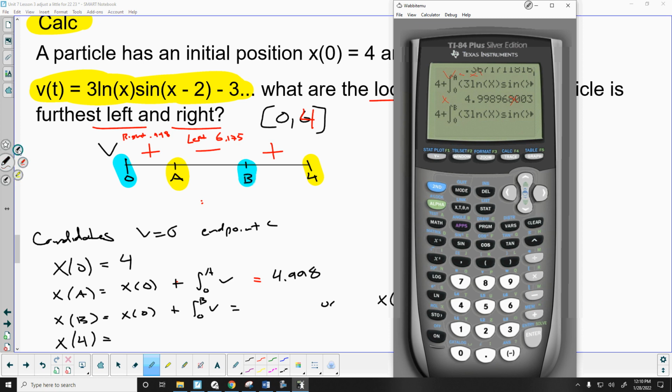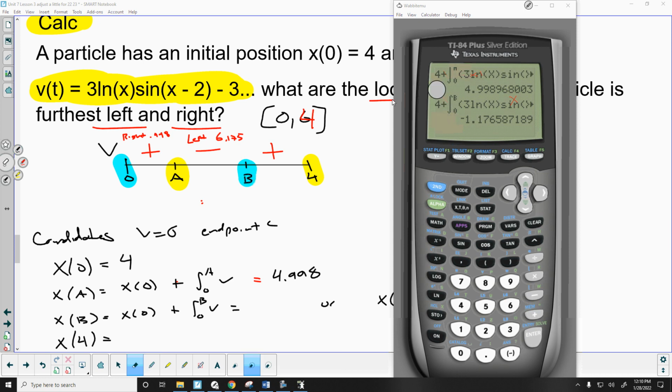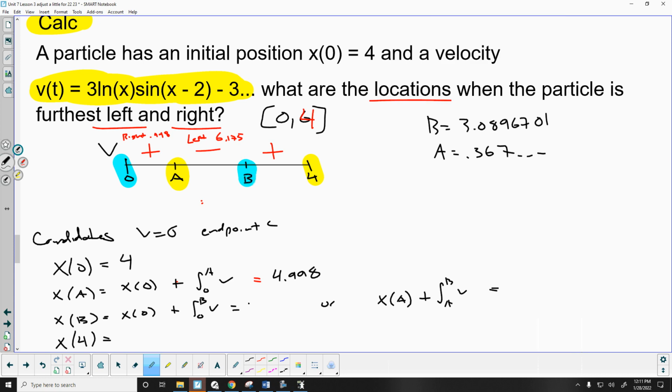Working. Accumulating. We'll find this is why we never graph an accumulation. We never graph an integral because it'll take my calculator forever. There you go. -1.176.